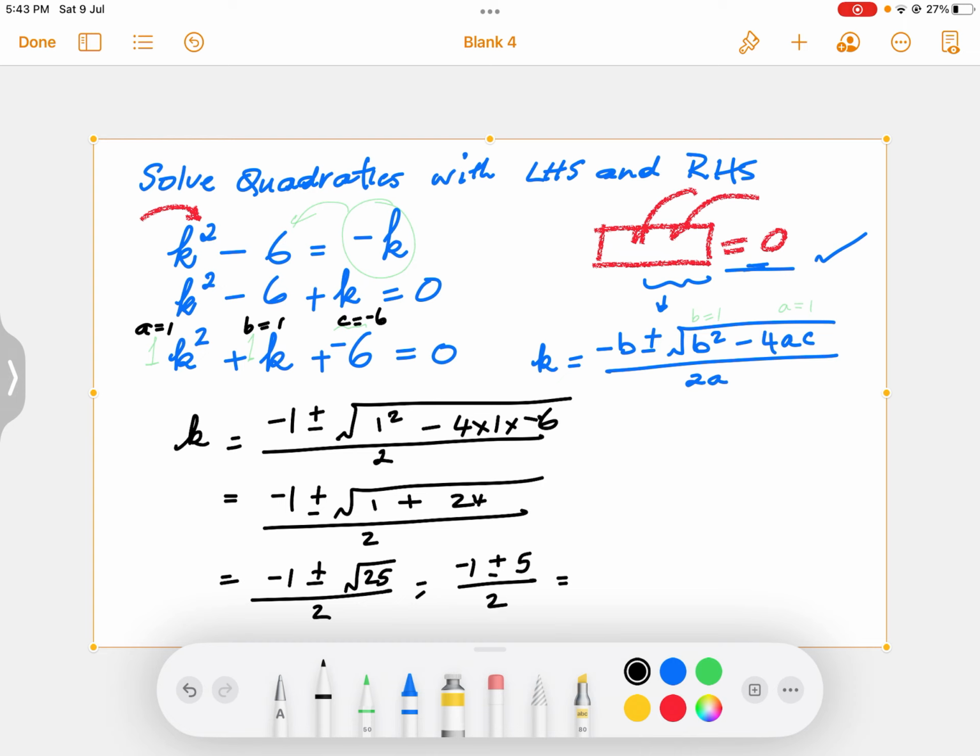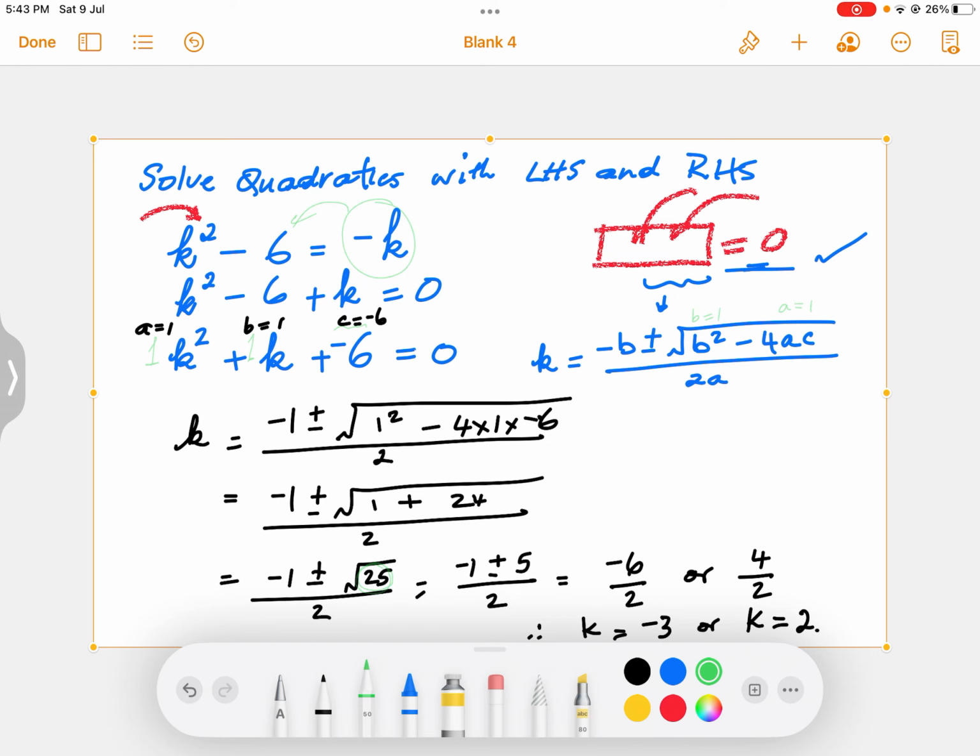So let's do negative 1 minus 5, all over 2, or negative 1 plus 5, all over 2. So our two answers are k equals negative 3 or k equals 2. Now, I used the quadratic formula. Keep in mind, b squared minus 4ac happens to be a perfect square, which it does, it equals 25.